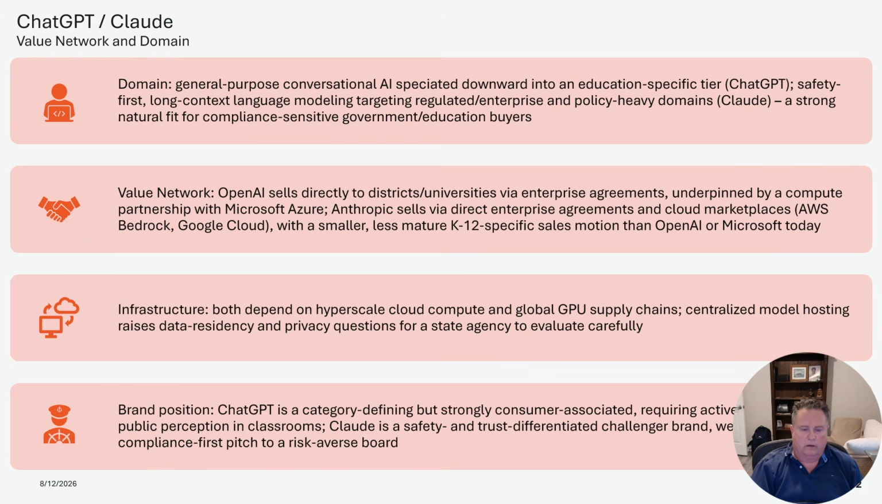The value network. OpenAI sells directly to districts and universities via enterprise agreements. This is underpinned by a compute partnership with Microsoft Azure. Anthropic sells via direct enterprise agreements in cloud marketplaces, such as Amazon Web Services Bedrock and Google Cloud, with a smaller, less mature K through 12 specific sales motion than OpenAI or Microsoft today. Their infrastructure depends on hyperscale cloud compute and global GPU, or graphics processing unit, supply chains. Centralized model hosting raises data residency and privacy questions for a state agency to evaluate carefully.